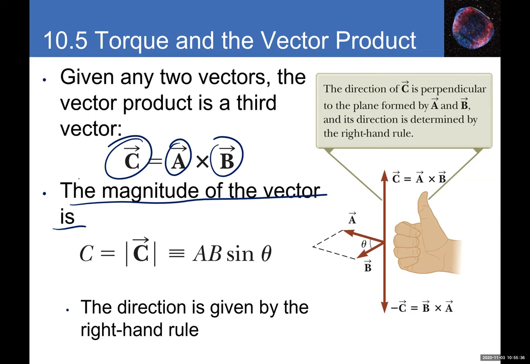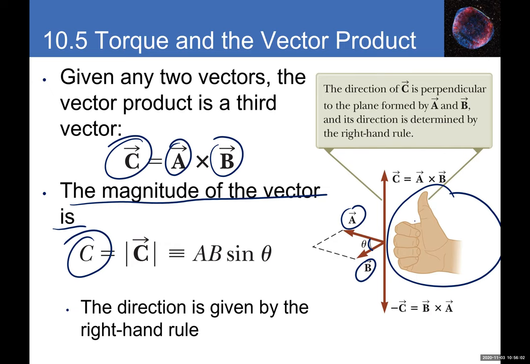We can find the magnitude by simply multiplying the magnitude of A and B, and then the sine of theta between them. If you give me vectors A and B and the theta between them, then it's just AB sine theta, no problem. But then also the direction. What is the direction of C? In this case, you use the right-hand rule, using your right hand.